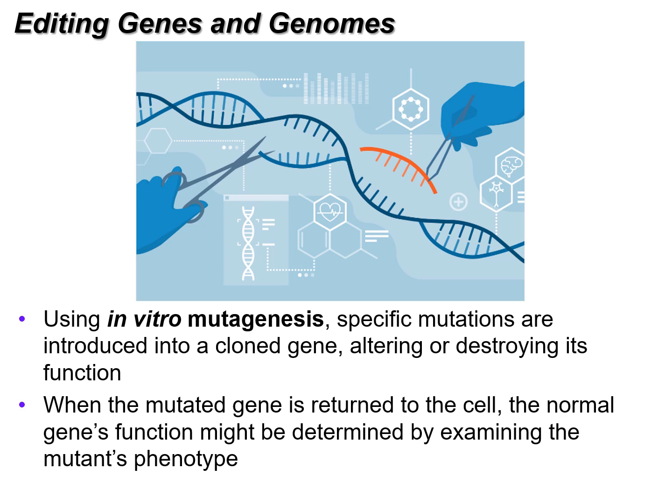Our final section we're going to talk about involves editing genes and genomes. There are multiple techniques for doing this. You can do things in vitro where you can introduce mutations. You can do chemical mutagenesis. You can do site-directed mutagenesis. And we're going to talk about the technique called CRISPR-Cas9.